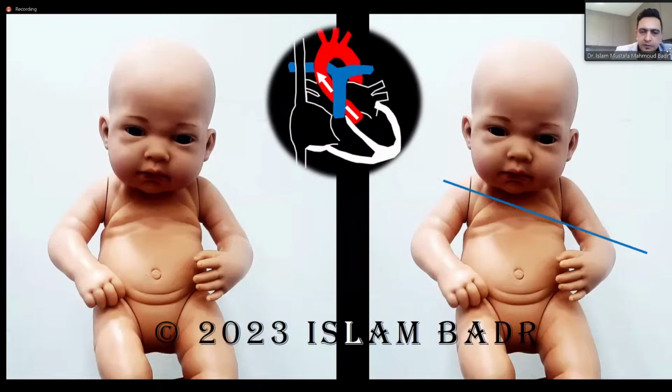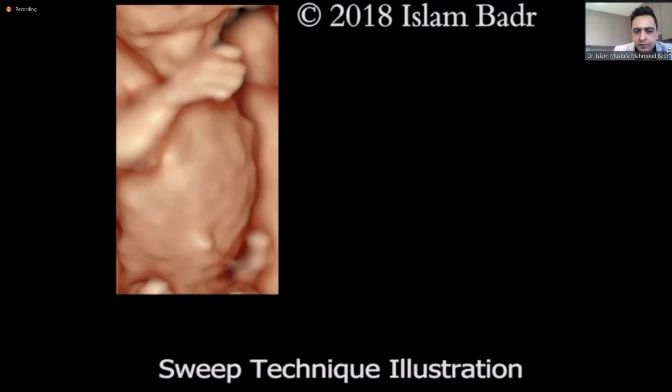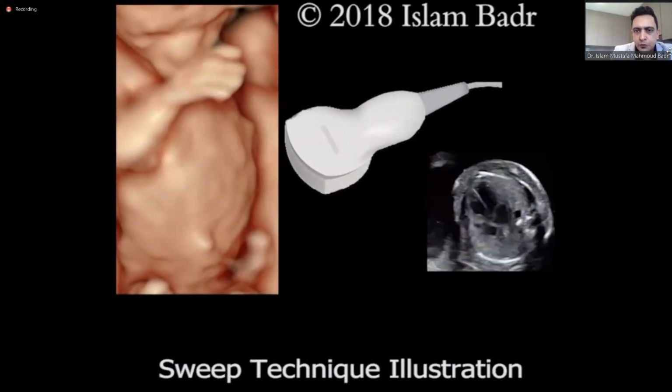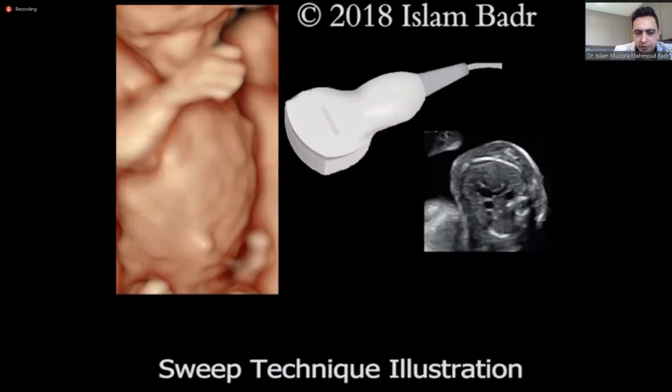What's easier? I think that the sweep technique is easier than the rotational technique, and it's the most commonly used, but the rotational technique is the best technique. So it's very simple for you to start with understanding the sweep technique because it's very easy and you can apply it immediately in your everyday practice. So this is the sweep technique. You put your ultrasound transducer and you sweep until you reach the upper mediastinum.